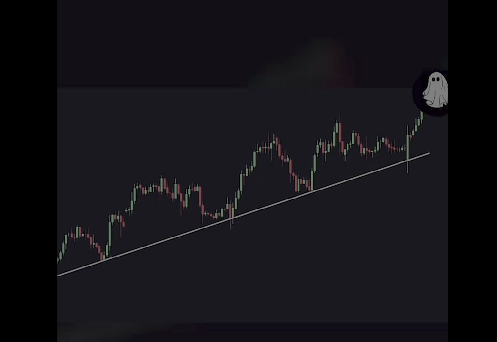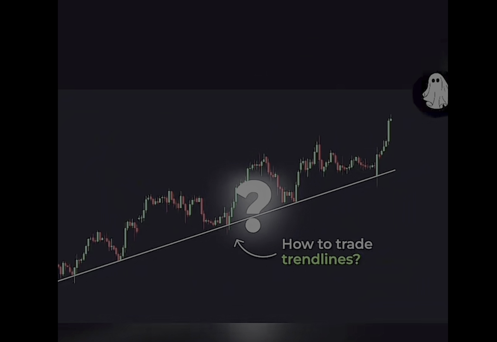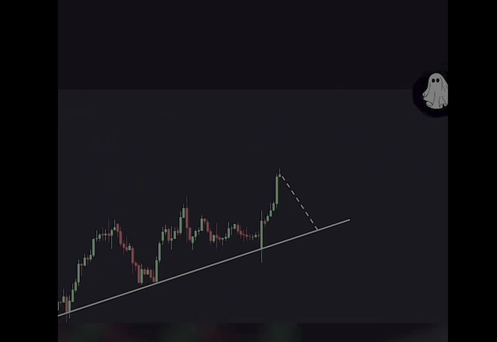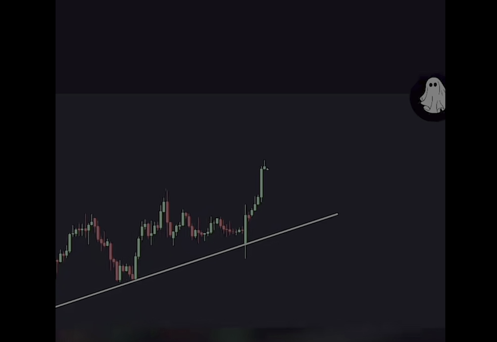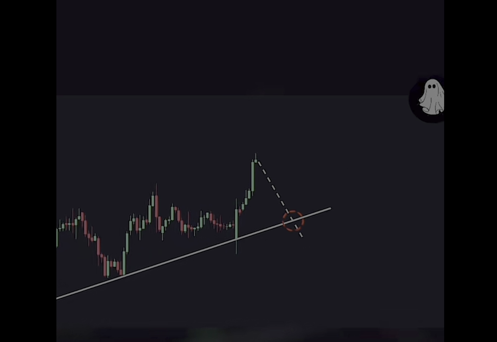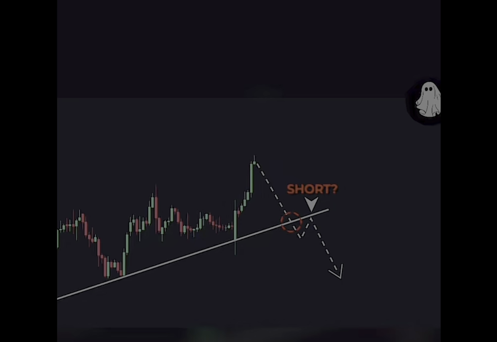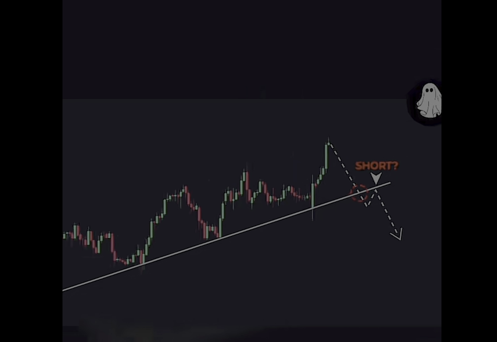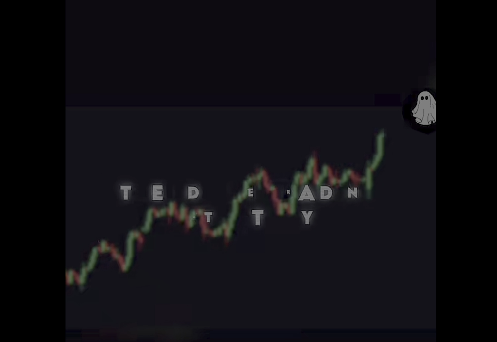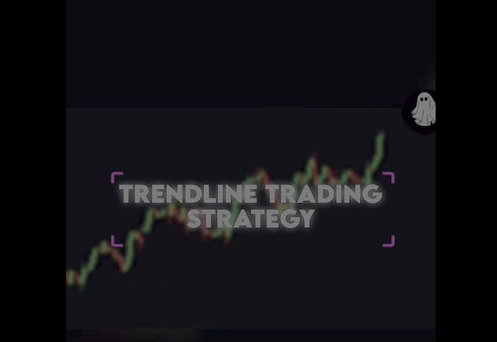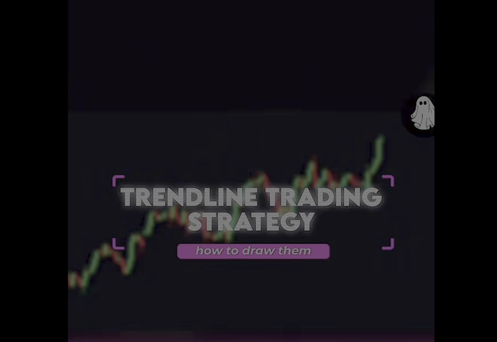Now, even if we've figured out how to draw them, the next big question is, how do we actually trade them? Should we wait for the price to touch the trend line and enter a buy, anticipating a bounce? Or should we wait for the price to break the trend line, anticipating a trend reversal to short it? The truth is, I've tried all of these approaches. But throughout my trading career, I've discovered the best way to trade trend lines. So in this video, I'll reveal the best strategy for trading trend lines, including an in-depth tutorial on how to actually draw them properly on your chart.